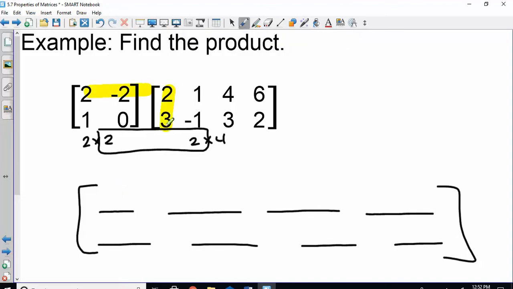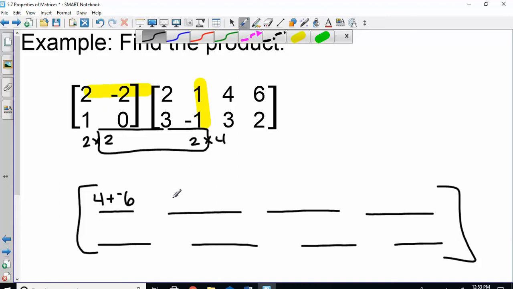Okay. First we need row 1, column 1, so row 1 times column 1. So we get 2 times 2 is 4, -2 times 3 is -6. And we need row 1, column 2. So 2 times 1 is 2. -2 times -1 is 2.